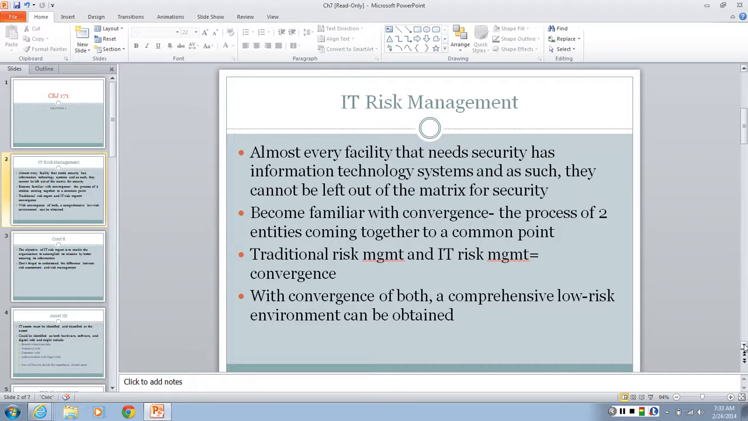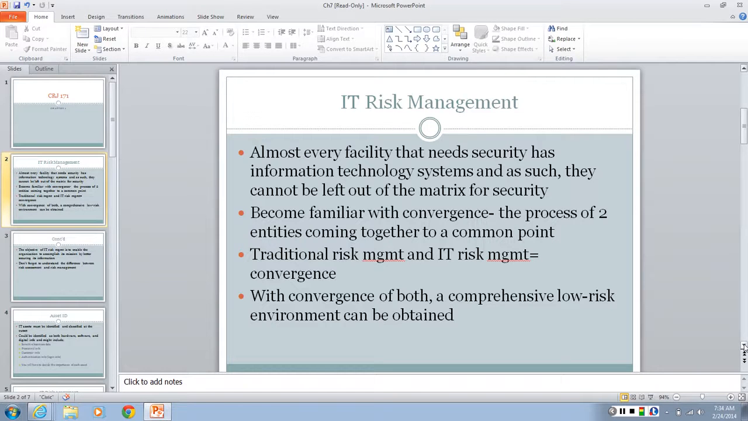So almost every facility that needs security has information technology systems, and as such, they cannot be left out of the matrix for security. You have to include your information technology in your security matrix when you are engaging in your target assessment, your risk assessment, your vulnerability assessment, in order to develop your management practices so that losses can be prevented or mitigated. You have to include information technology in that. If you leave information technology out, it could be a disaster for your facility.